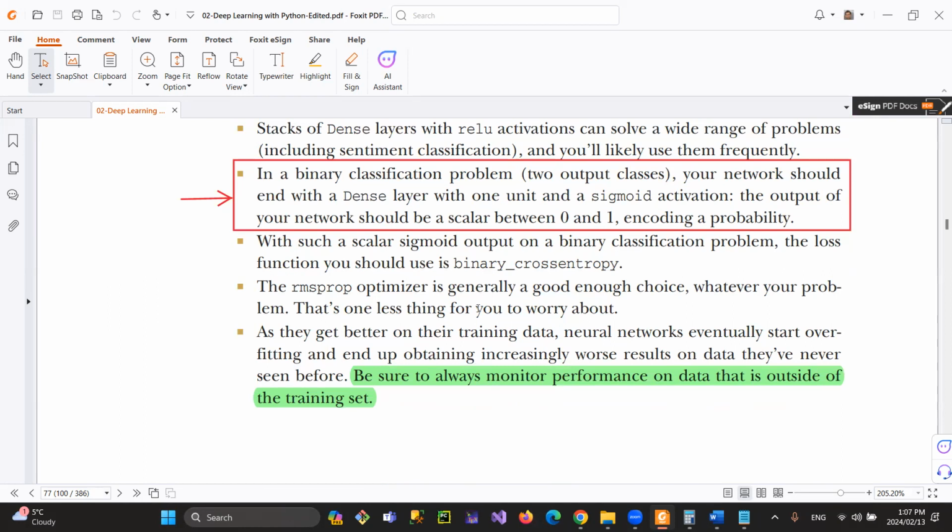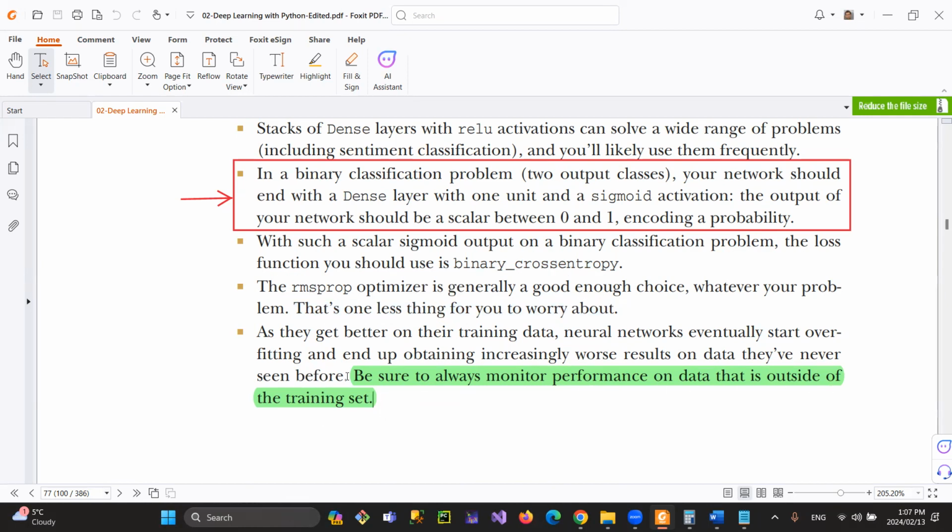And the last thing, this is something that I very much liked. Binary cross entropy for the loss function, but it says the RMSprop optimizer is generally a good enough choice, whatever your problem is. So that is one less thing for you to worry about. Long story short, guys, don't hesitate to use RMSprop. And the last thing is, it says be sure to always monitor performance on data that is outside of the training set.